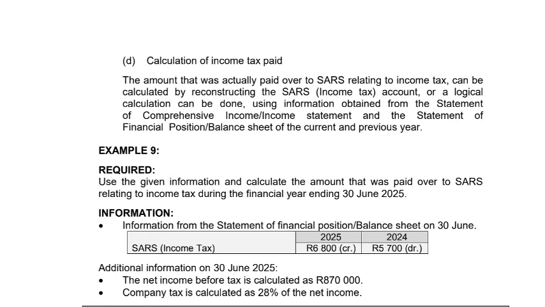Information from the Statement of Financial Position or balance sheet on 30 June, SARS income tax, in 2024 a debit balance of 5,700 Rand, in 2025 a credit balance of 6,800 Rand. Additional information on 30 June 2025, the net income before tax is calculated as 870,000 Rand. The company tax is calculated at 28% of the net income.